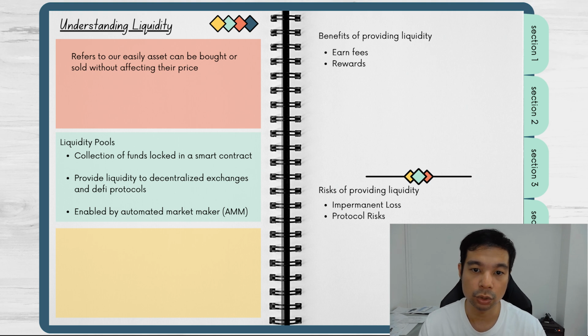The first one is to earn fees. Usually in a pool, a certain percentage of the trading fees are shared among the liquidity providers, and this can be a good source of income if you are providing liquidity.